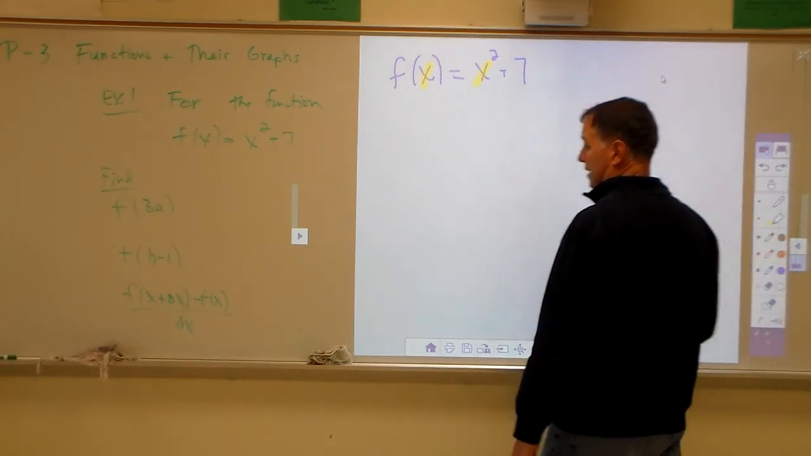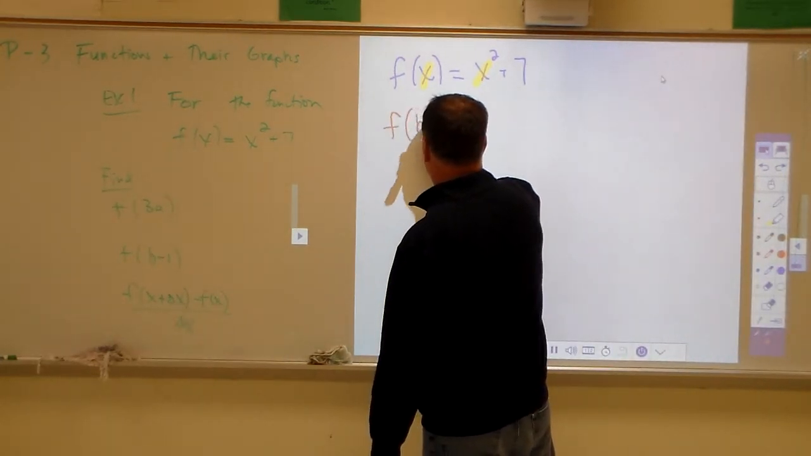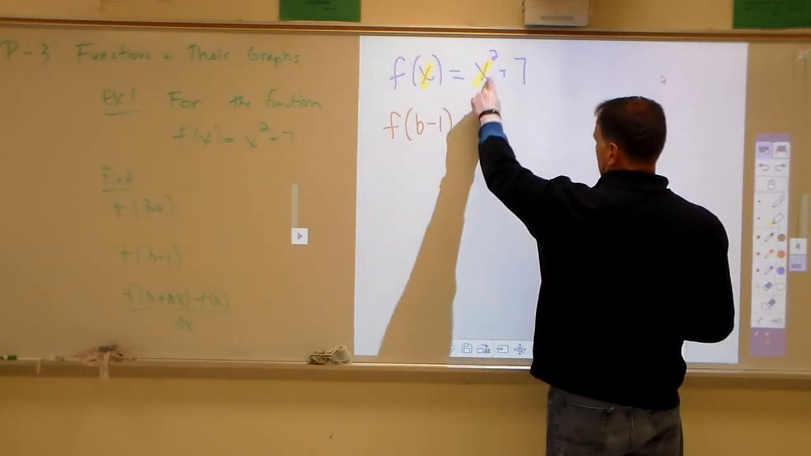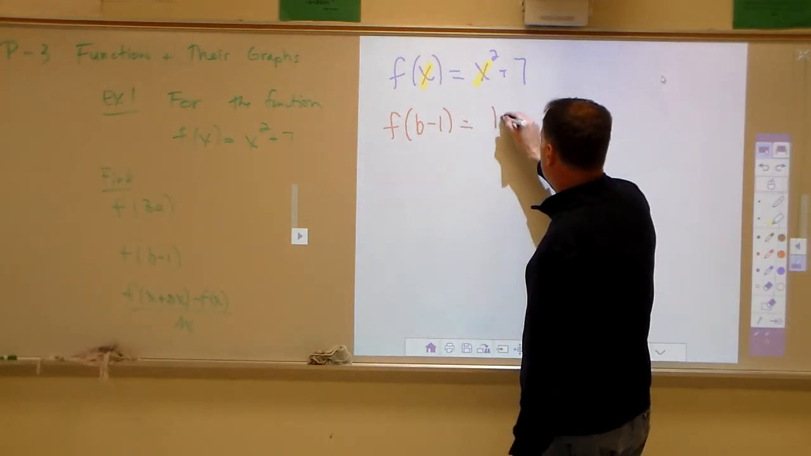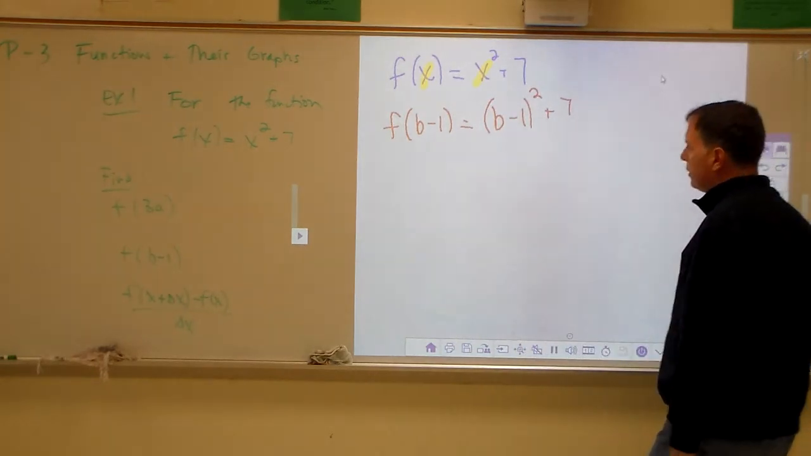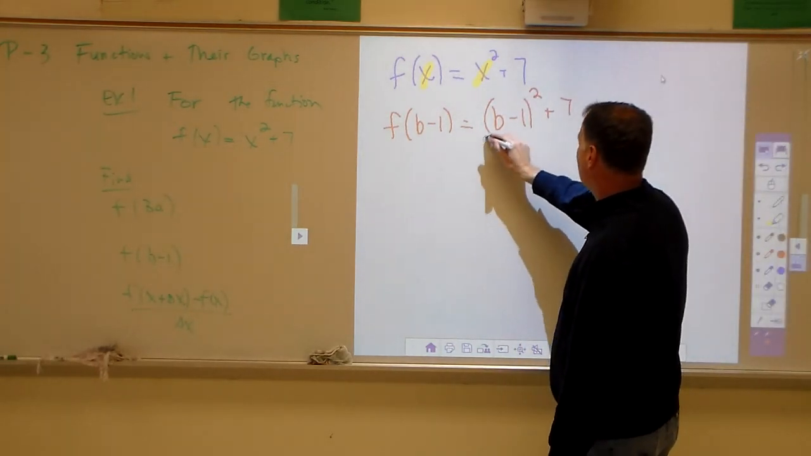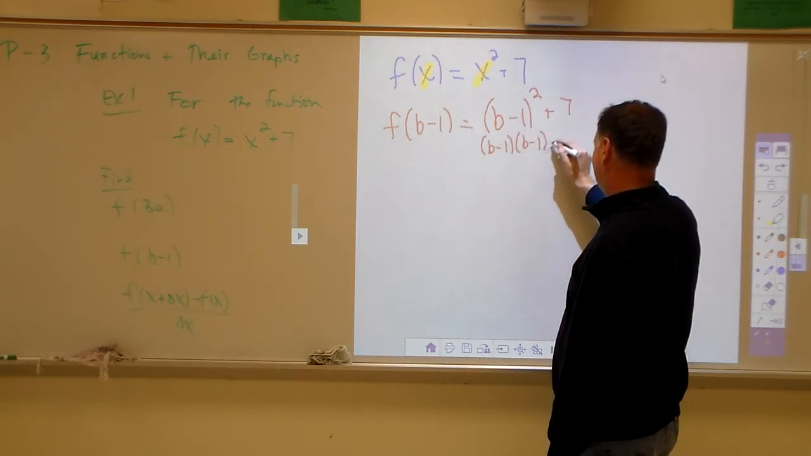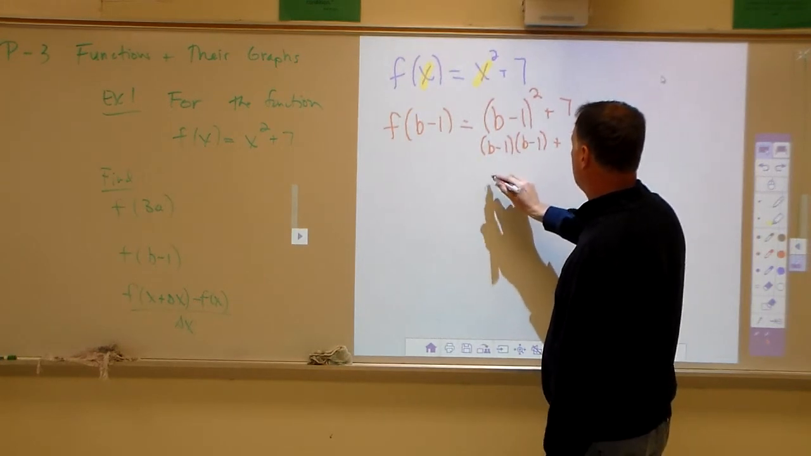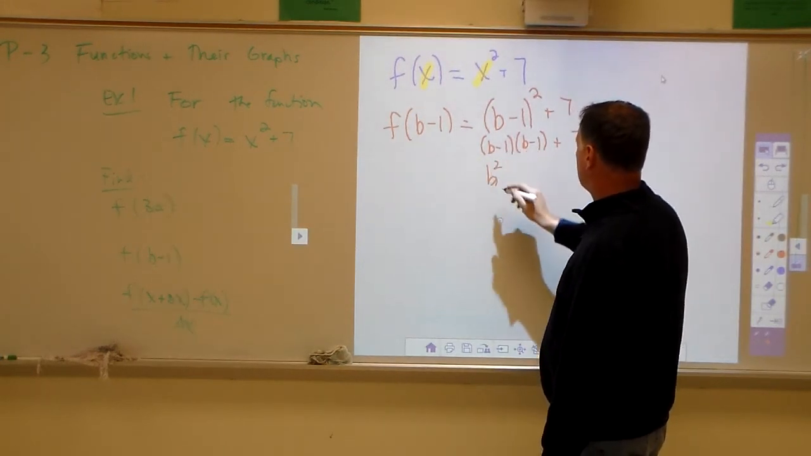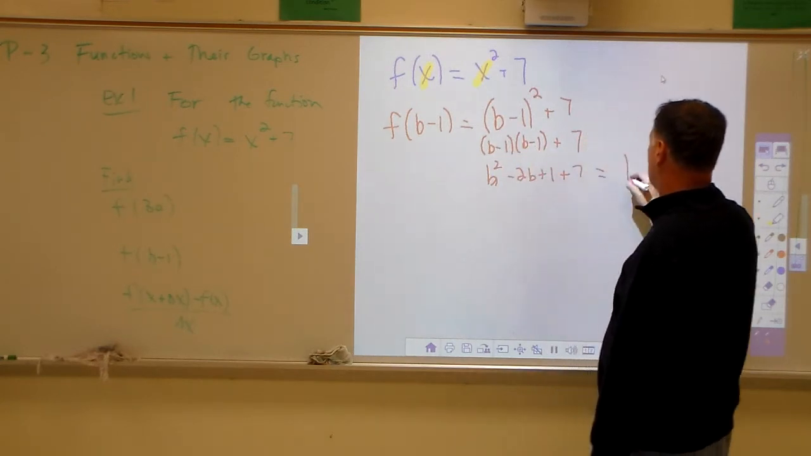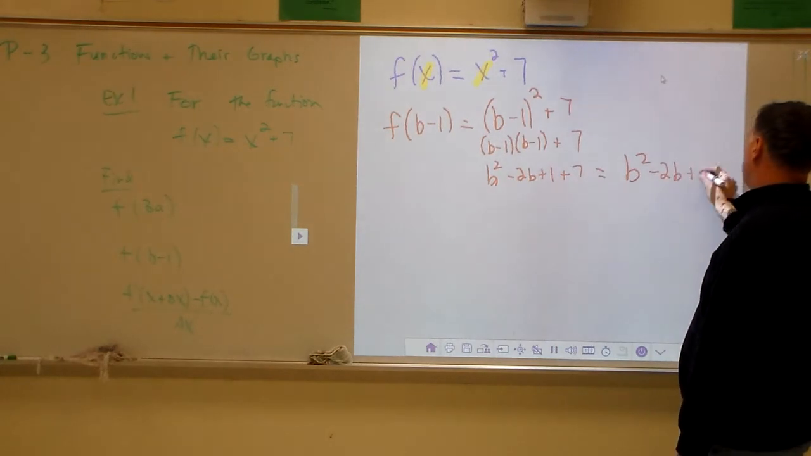So the next one says f of b minus 1. That means the b minus 1 is in parentheses. I have to square that and add 7. So I'm going to have b minus 1 squared plus 7. Don't write b squared plus 1. Stop it. You've got to square it. You've got a middle term. b times b is b squared, minus b is minus 2b, minus 1 times minus 1 is plus 1, plus 7. So that's going to be b squared minus 2b plus 8.